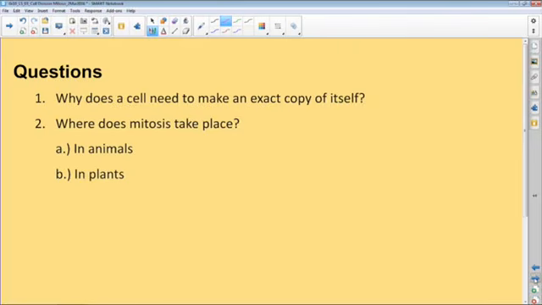So I want you to take your books out. I'm going to put 2 questions up on the screen. They're actually up on the screen now for you. And I'm going to give you 3 minutes. What I want you to do is answer the following things. Number 1, why does a cell need to make an exact copy of itself? And number 2, tell me where in the body, or where in a plant, am I going to find mitosis? Where am I going to see that it's going to take place? I'm giving you 3 minutes, and then I'm going to come back and see how well you did.